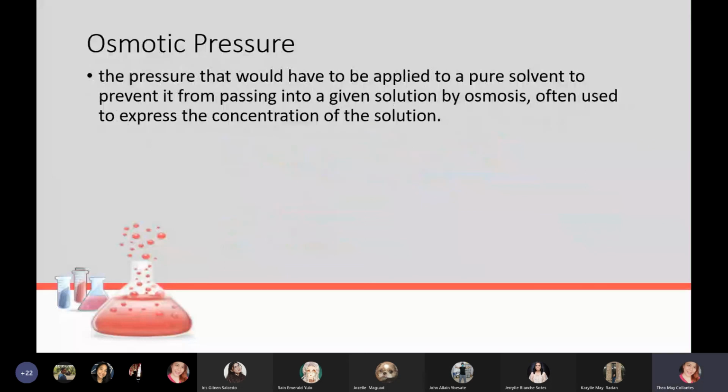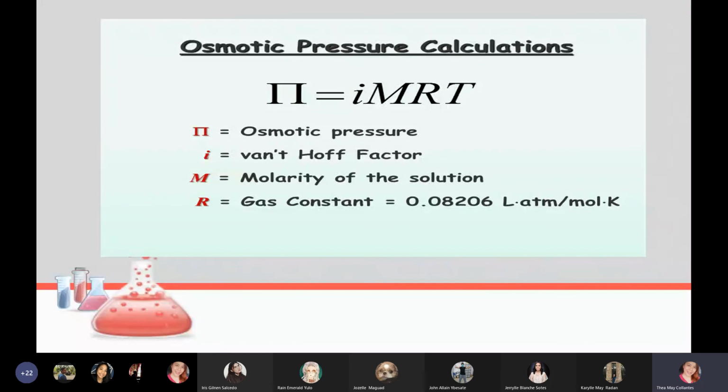So what else? We also have the osmotic pressure. So that's the definition of it. But somehow, hypotonic, isotonic, hypertonic, we will discuss later. The more solute, the more hypertonic, and stuff like that. So this is our formula: pi, osmotic pressure is equal to MRT.